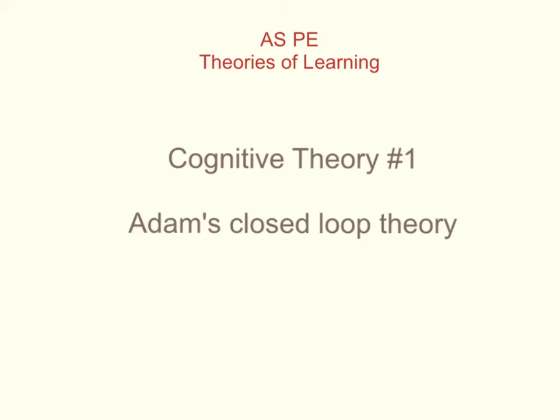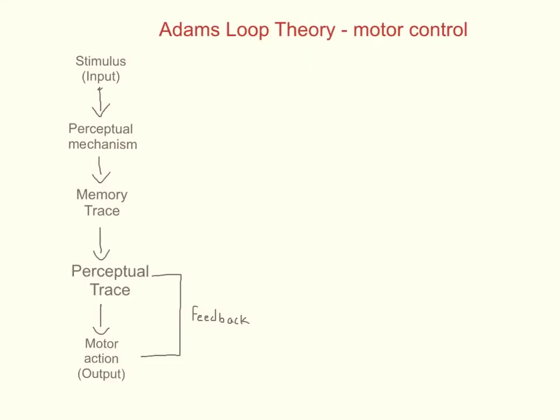Okay, so in the previous video we looked at Adams' loop theory, with particular reference to the open loop element of the theory. Now we're going to go on in this video to look at level 2 and level 3 closed loop theory, and look at Adams' closed loop theory as a theory of how we learn. Okay, so Adams' closed loop is going to be explained here, and we've got level 2 closed loop that we're going to go through first.